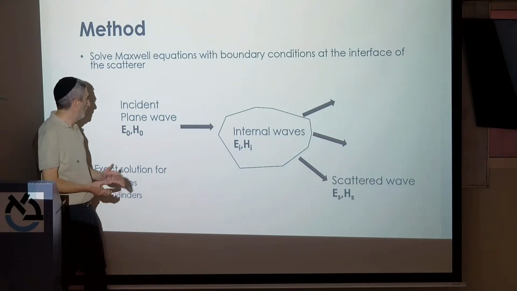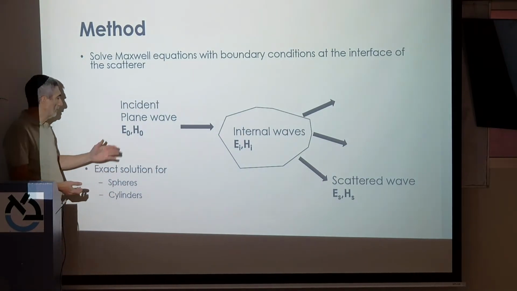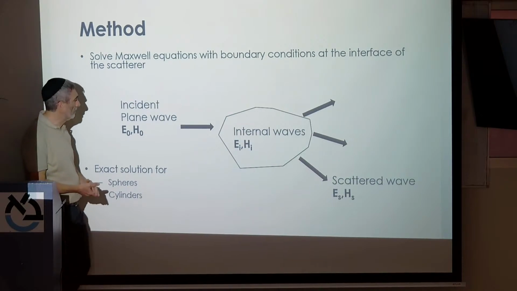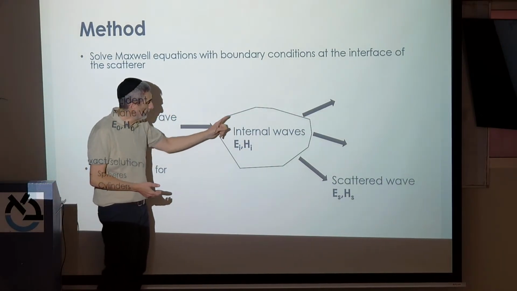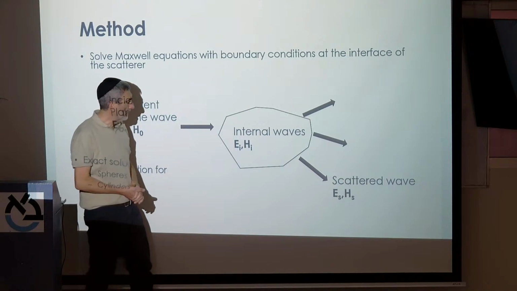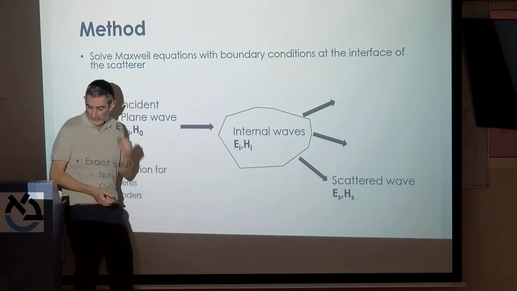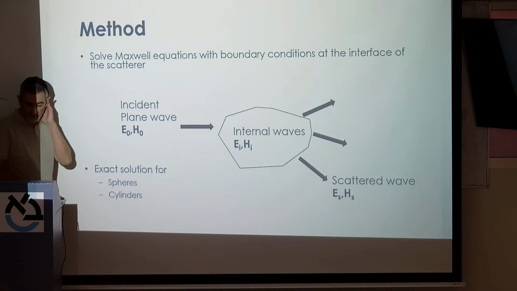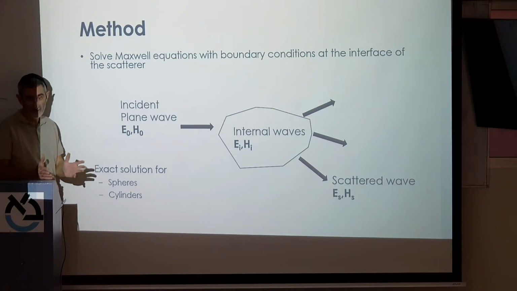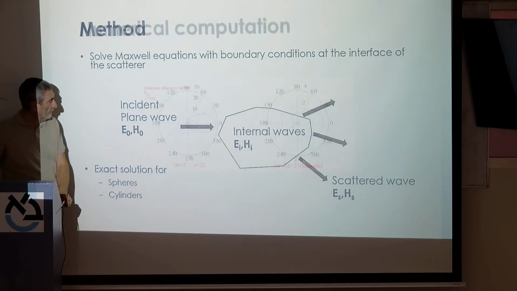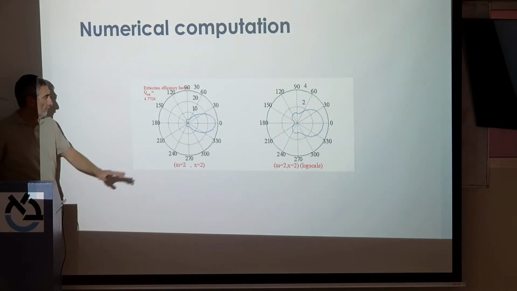You have an incident plane wave E0, H0. So you need to solve the equations of the wave coming in, interacting with the internal waves here, Ei, Hi, and get the scattered field. That can be done numerically. It is solved numerically for simple cases, typically the sphere. You remember I gave you an address with a simulator that gives you this type of diagram here. So this is the general case.